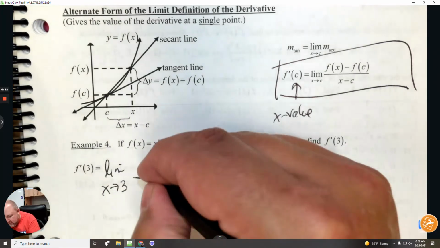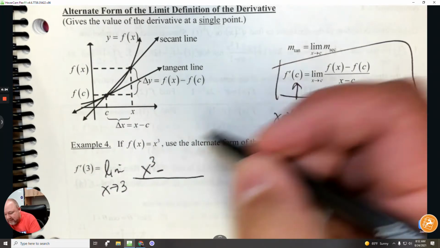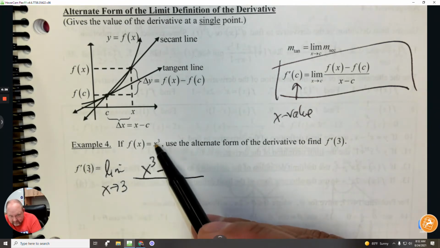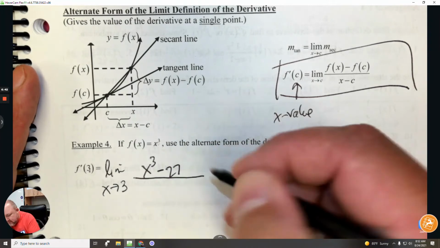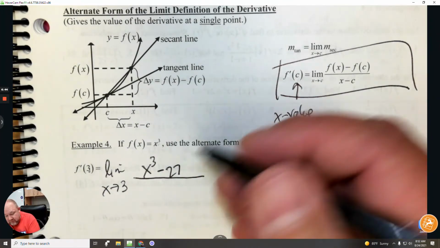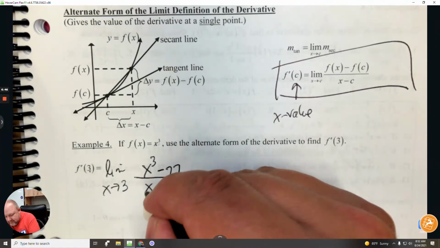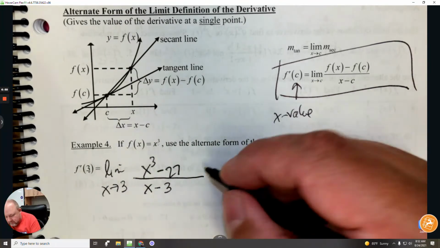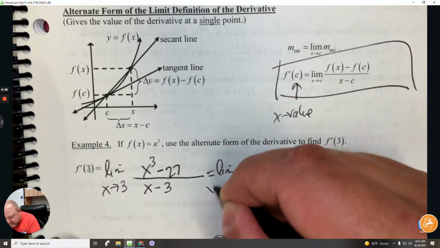And then we have the function, which is x cubed, subtract, then we put in 3. So it's f at 3, so 3 times 3 times 3. That's the difference of cubes. I'm going to help you out again. And then it's x subtract what we're going towards. So there is the alternate definition.